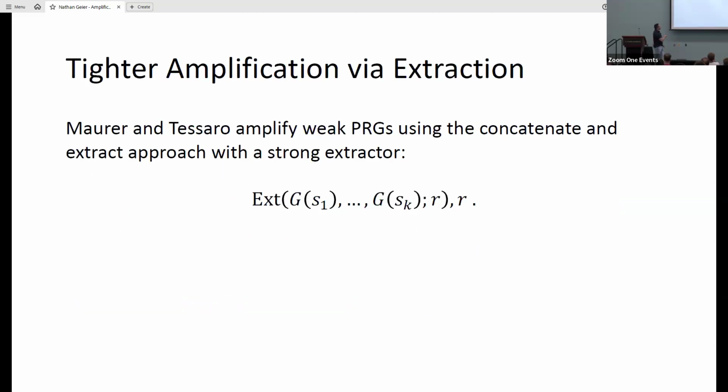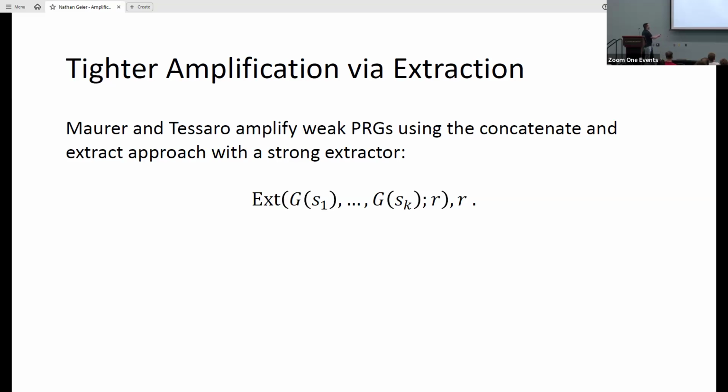Okay. Now, a similar problem comes up in the setting of weak PRG amplification, where Maurer and Tessaro show how to solve it using the concatenate and extract approach. So what they do is, instead of taking the XOR of the k copies, they concatenate them and then apply a strong extractor. This way, you can amplify weak PRGs even when their distinguishability from uniform is more than half. However, this approach does not immediately work for us because we also need to support the functionality of revealing a subset of the output without revealing anything about all the other bits.